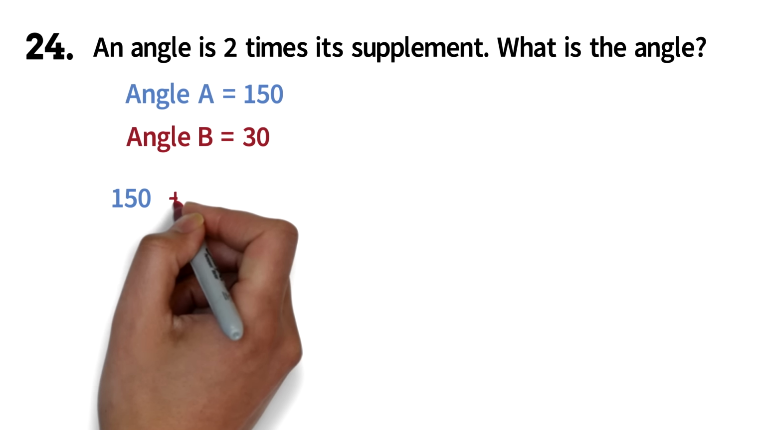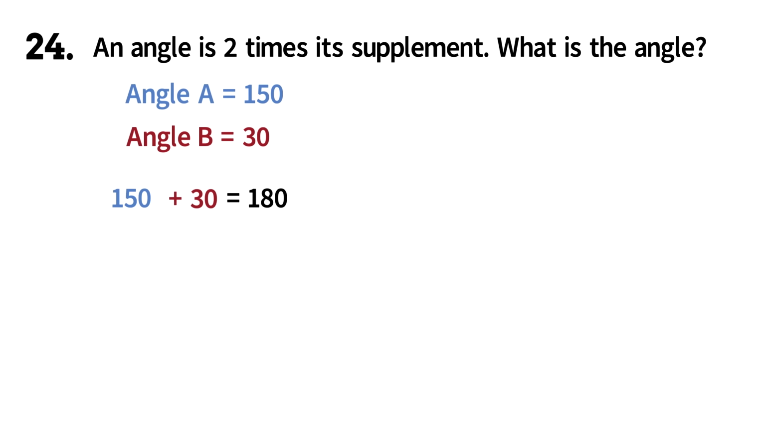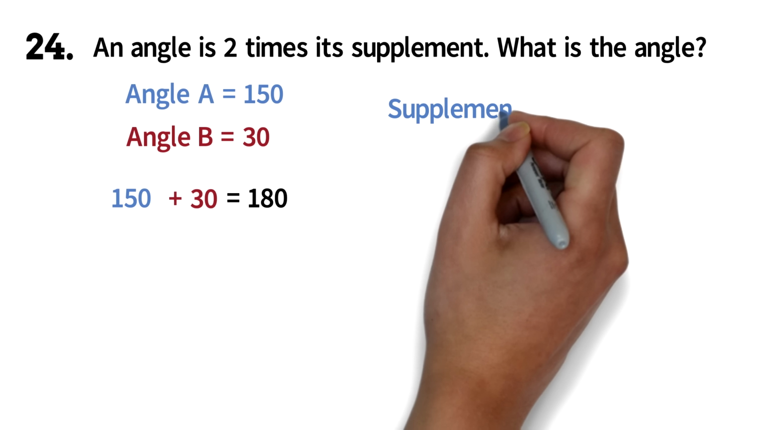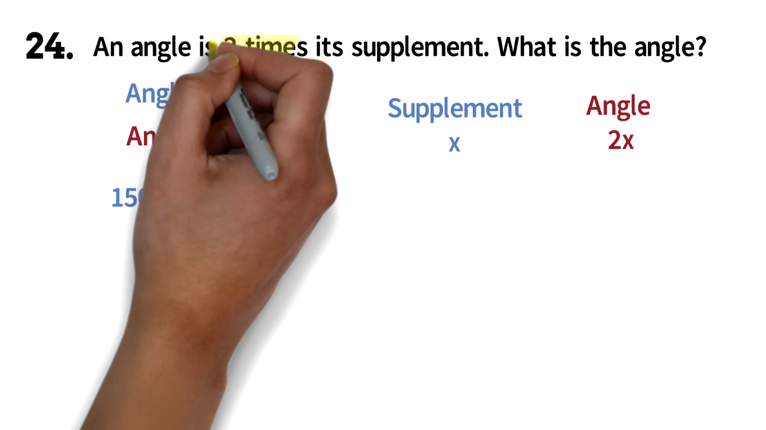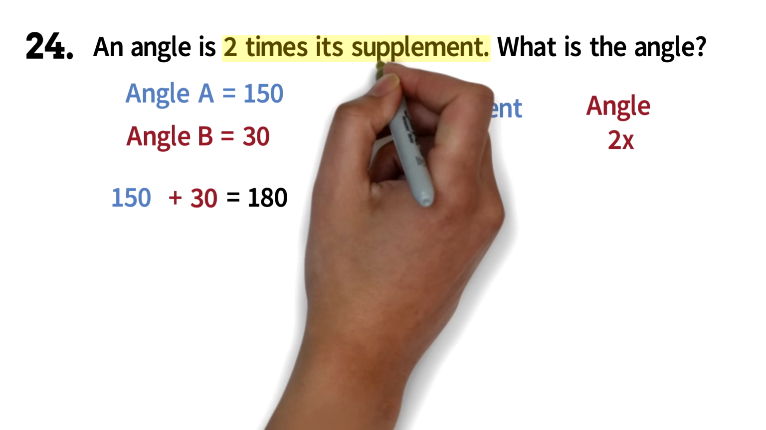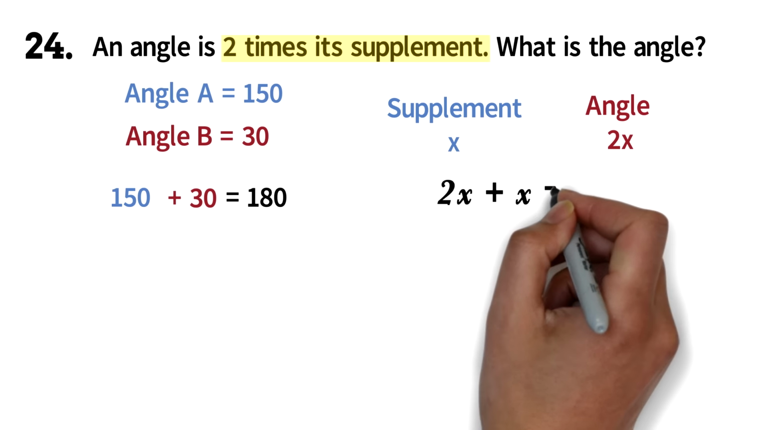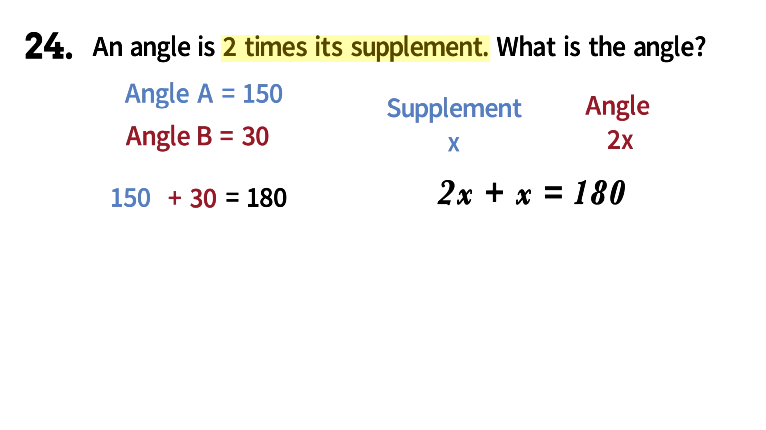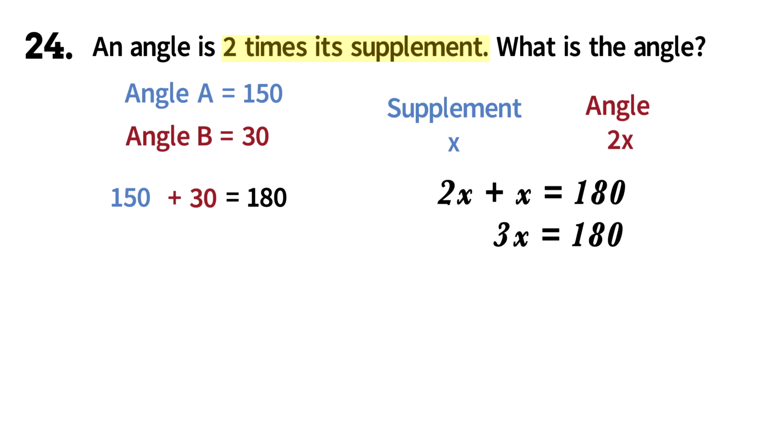150 plus 30 equals 180. So for this question, if we say the supplement is x, then the angle will be 2x because it is 2 times the supplementary angle. We say that they must add up to get 180 degrees. So we have 2x plus x equals 180. We add the x plus 2x to get 3x equals 180.